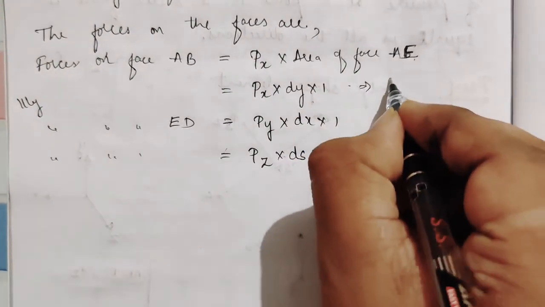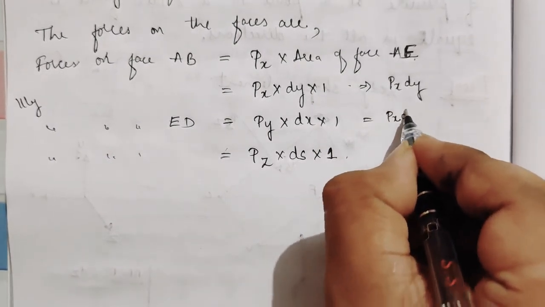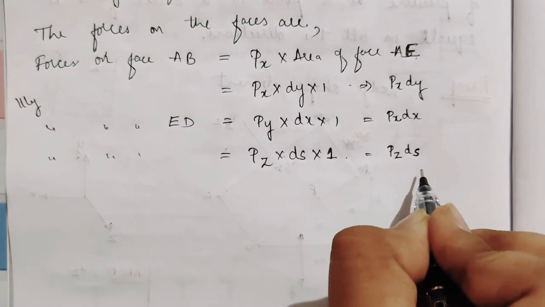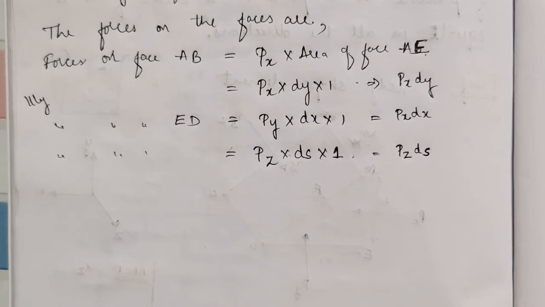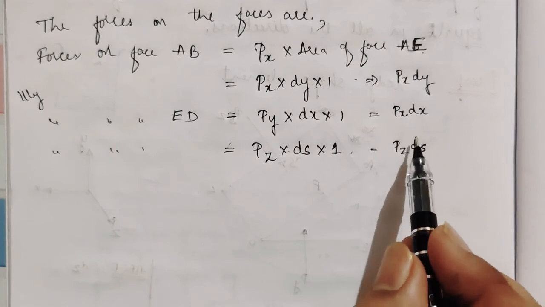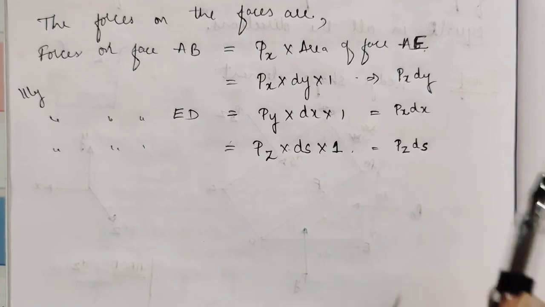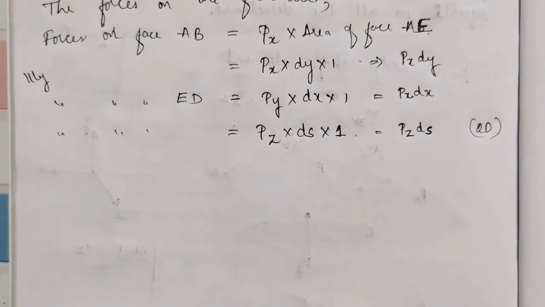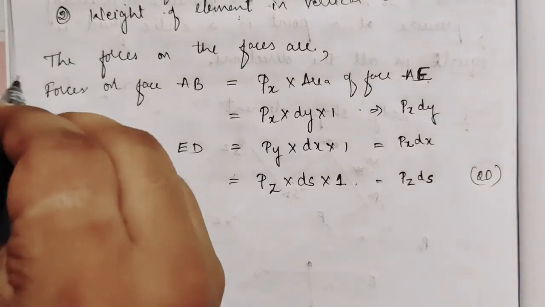So it will be Px into dy, Py into dx, Pz into ds. Here dz will not come, because it comes into picture only when we take the 3D element. If we take the moment on that term, then dz will come, so don't confuse here. Whenever I am considering the 2D element, these are the forces on the faces.